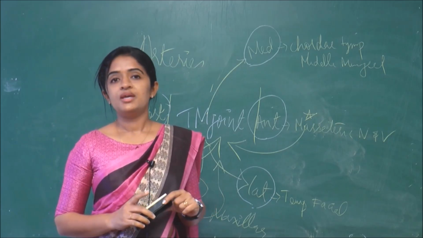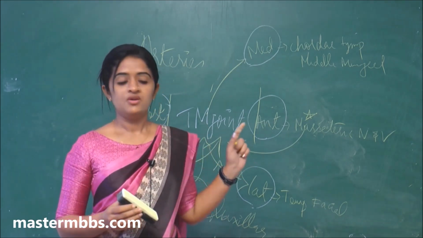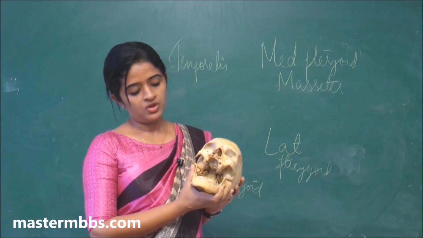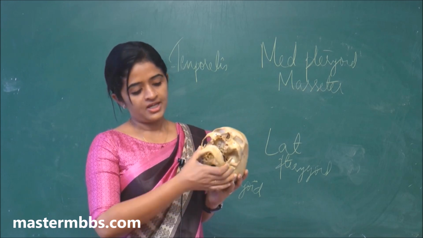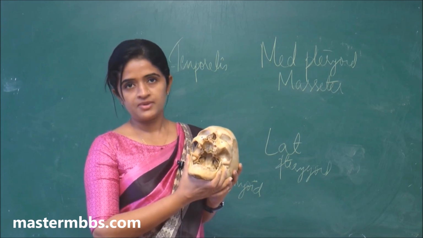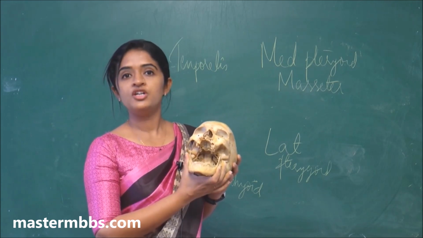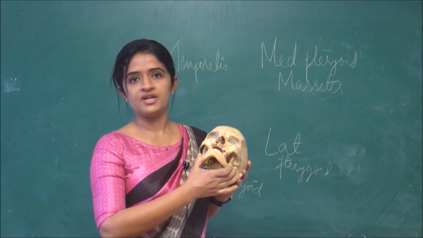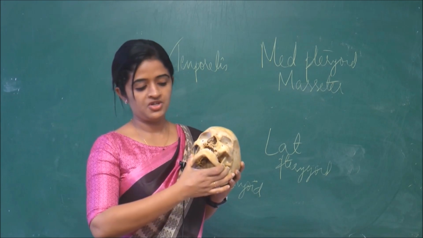Now the next thing is movements of mandible. So what are the movements which are occurring at the temporomandibular joint? What are the movements possible at the temporomandibular joint? When we open the mouth, actually we are depressing the mandible. So mandible is moving down. So this is the downward movement or depression of the mandible. As we close the mouth, it is the upward movement of the mandible. So it is elevation. So depression, elevation.